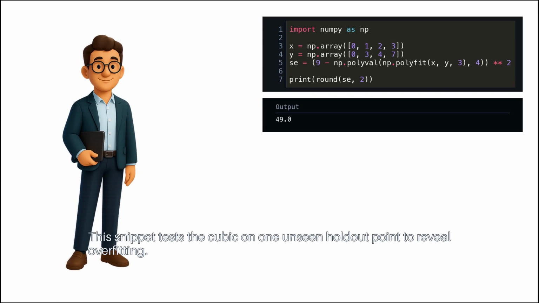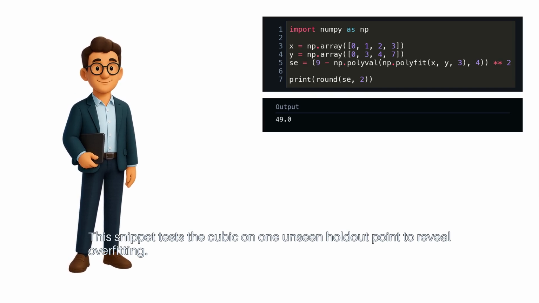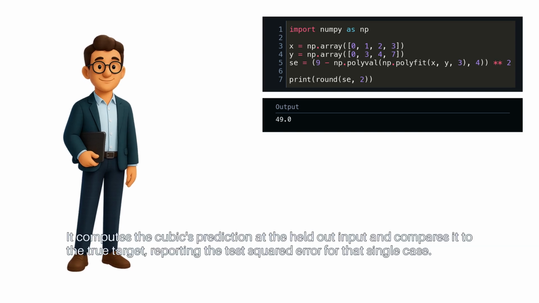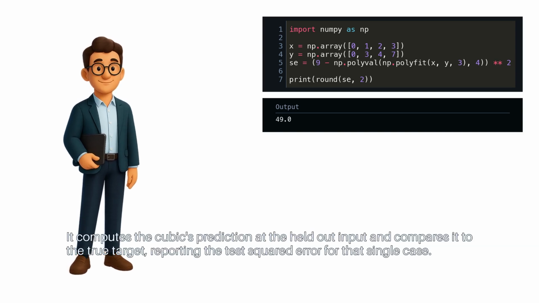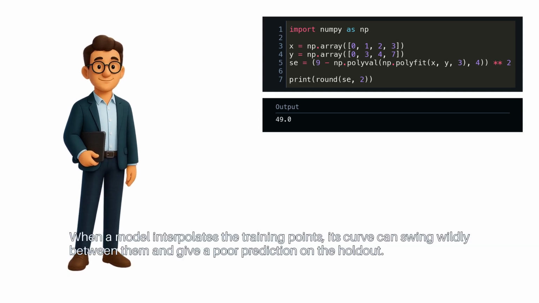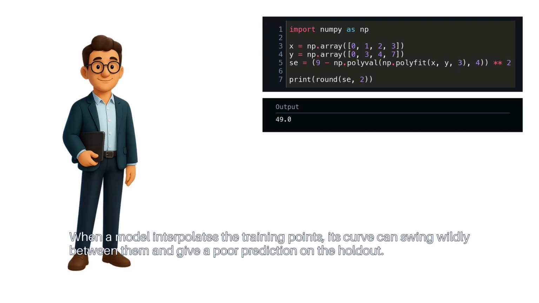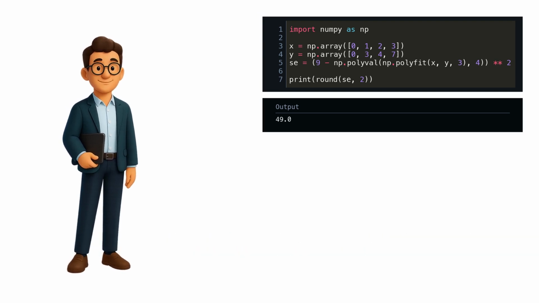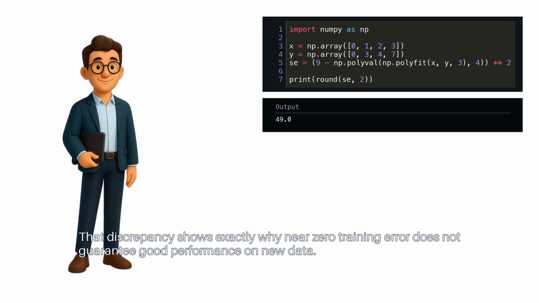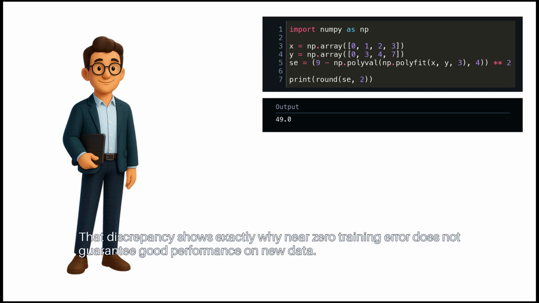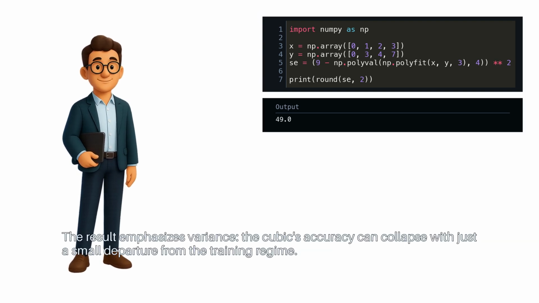This snippet tests the cubic on one unseen holdout point to reveal overfitting. It computes the cubic's prediction at the held-out input and compares it to the true target, reporting the test squared error for that single case. When a model interpolates the training points, its curve can swing wildly between them and give a poor prediction on the holdout. That discrepancy shows exactly why near-zero training error does not guarantee good performance on new data. The result emphasizes variance. The cubic's accuracy can collapse with just a small departure from the training regime.